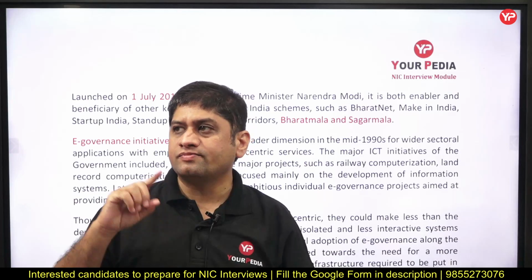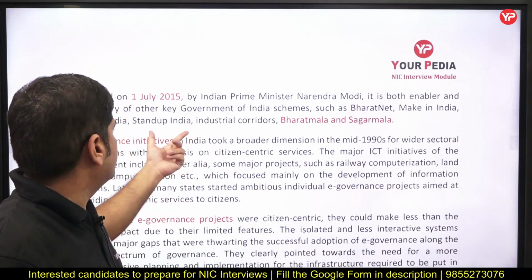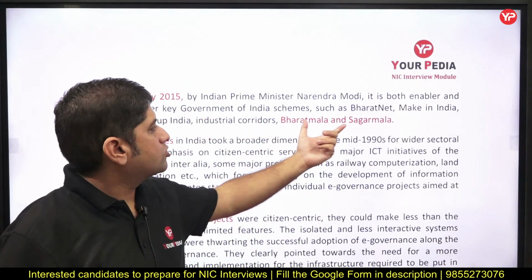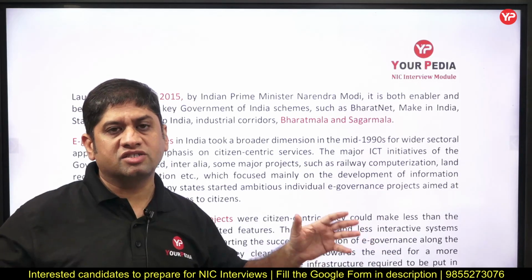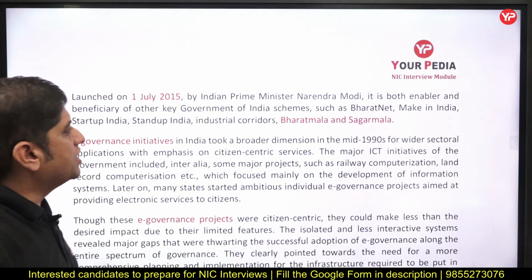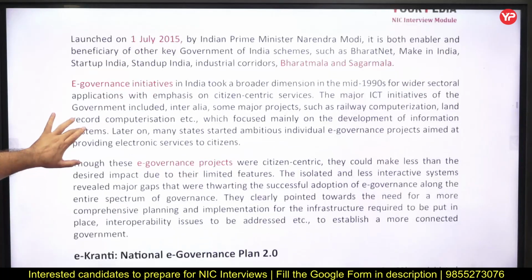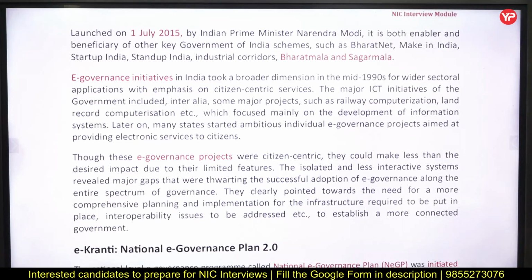So Make in India, and this Swachh Bharat Mission, Stand Up India, Startup India, Bharatmala project, Sagarmala project, this entire implementation and this monitoring of all these projects is being done through Digital India initiative only, Digital India program only. And yeah, this is railway computerization, record computerization, development of information system, data gathering, data analytics, these all are part of this.